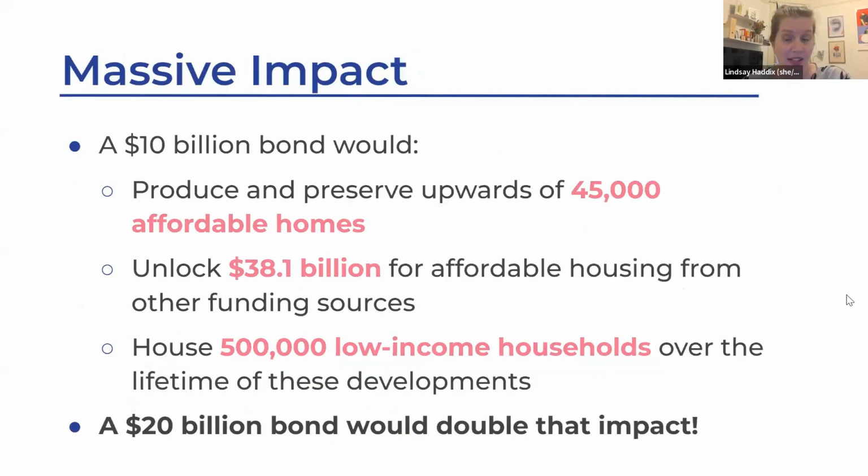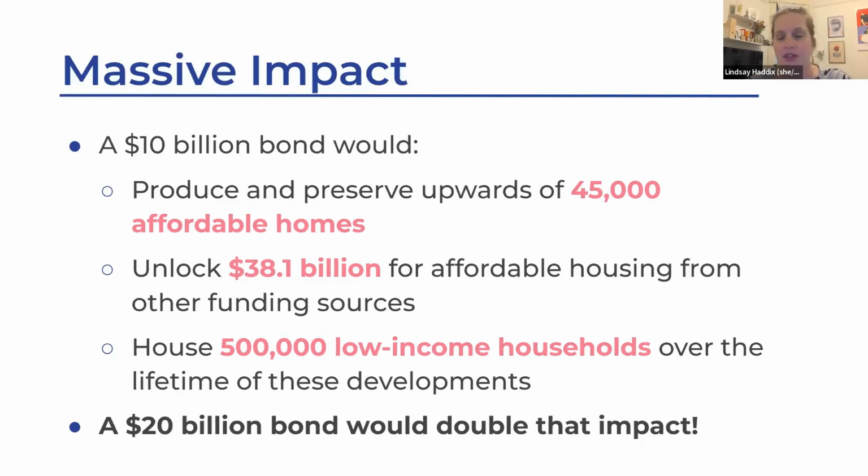If it's a $10 billion bond that we see in November, because we're still sorting out what the exact dollar amount is going to be that's going to go on the ballot, a $10 billion bond would produce and preserve upwards of 45,000 affordable homes across the 9-county Bay Area, including Contra Costa and Alameda County. It would unlock over $38 billion with a B dollars for affordable housing from other funding sources.